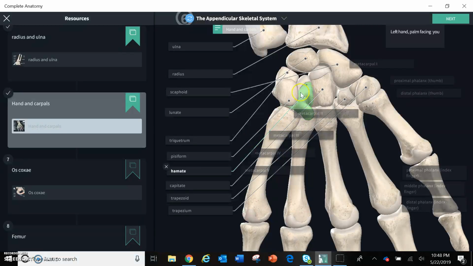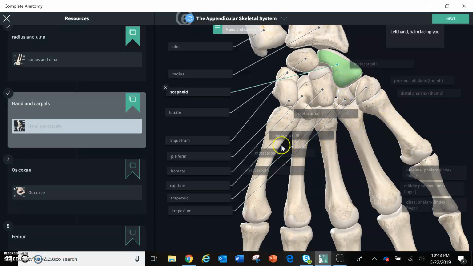Then we have the hamate. Then we have the pisiform, that is pronounced pisiform. Then just behind the pisiform, we have the triquetrum. Then we have the lunate. And then we have the scaphoid.